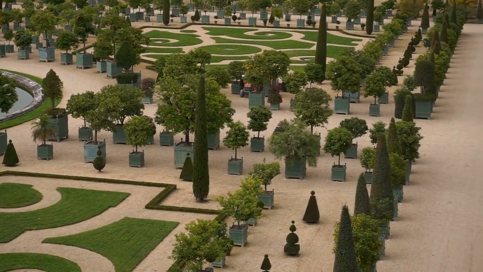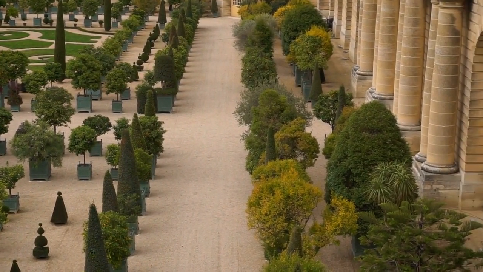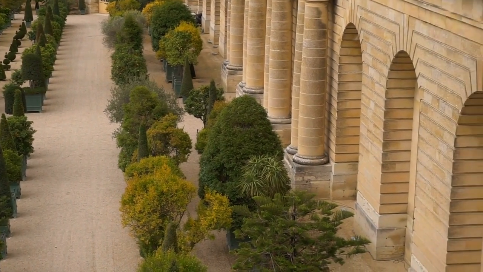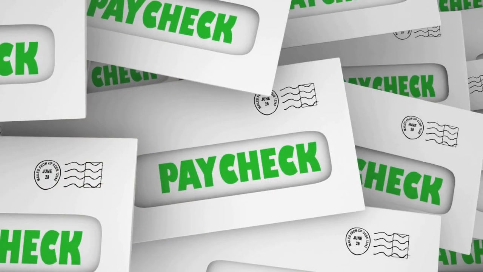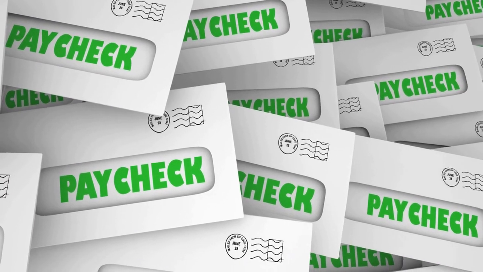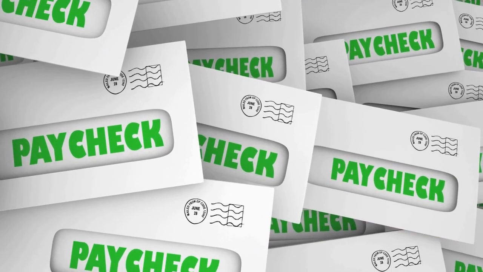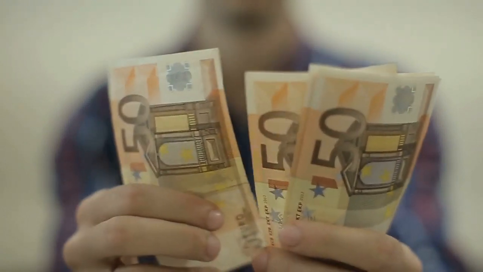He looked at the books and he just said, okay, if the first and second estate, the nobility and the church, would pay taxes, France would be totally fine. 100% fine. No financial crisis. However, the first and second estate don't want to pay taxes. In fact, the second estate, the nobility, actually just got a check every year for simply having a title. So these are people that don't want to pay taxes. They also don't want to lose their free money that's coming in every year simply because they're a sir. They don't want to give that up.